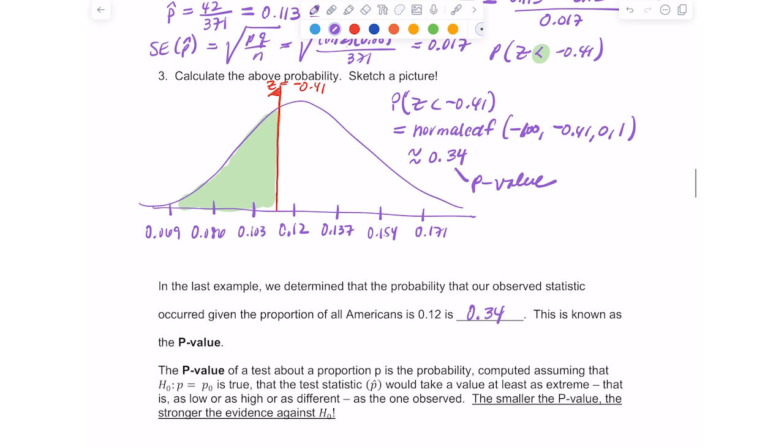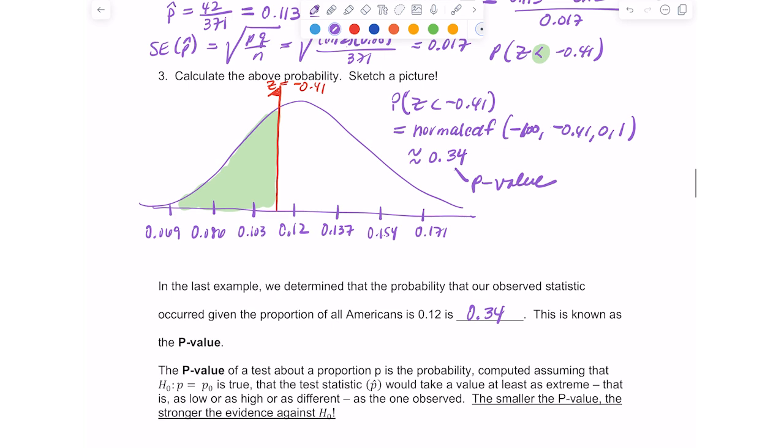So here what we're basically saying is if the null were true, if the percentage of left-handed individuals is actually 12%, there's a 34% chance I would find a statistic that's as low as the one I observed. So a 34% chance means that's not a small enough p-value to say the null is false, we're going to go in favor of the null.